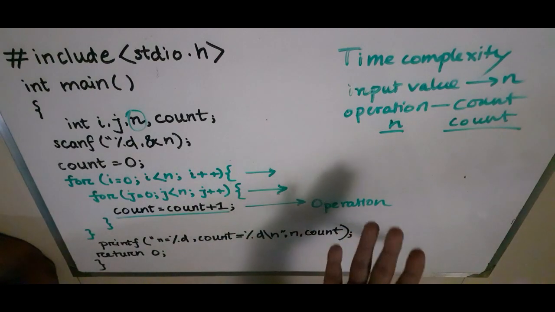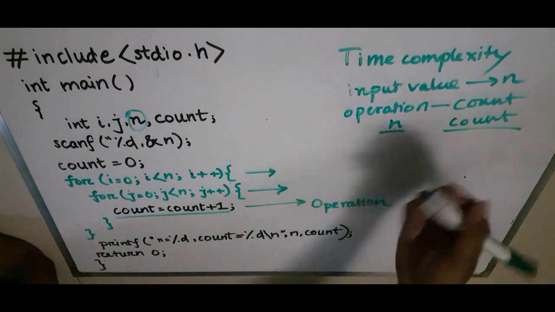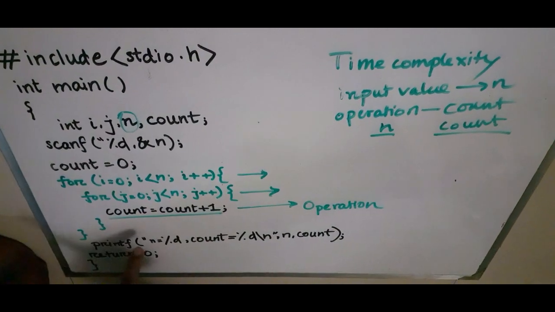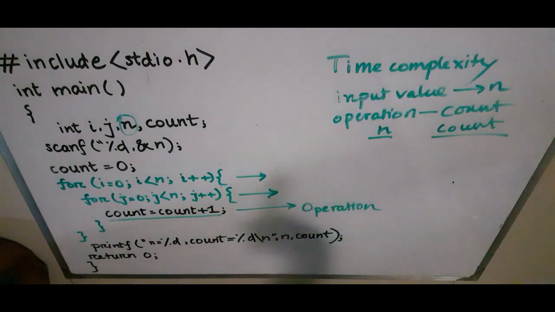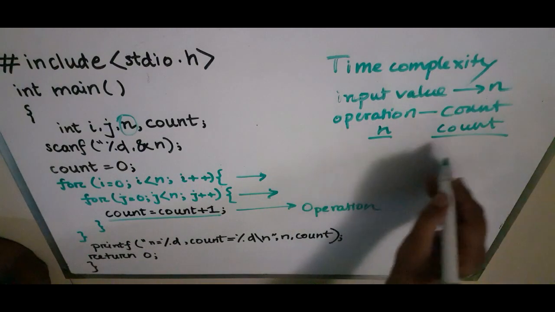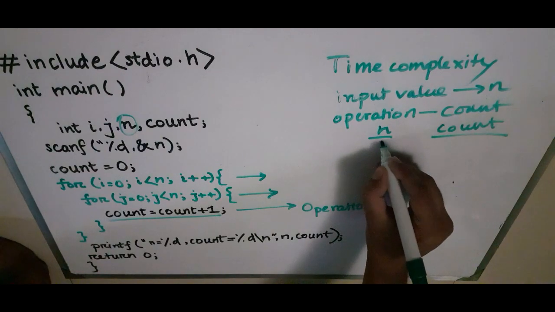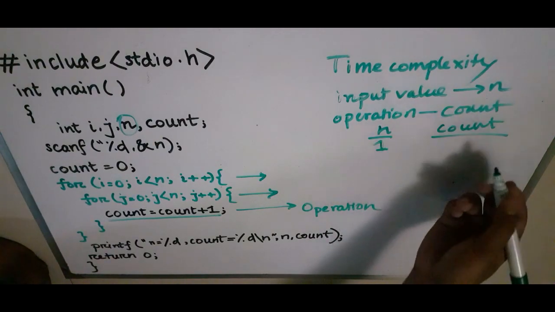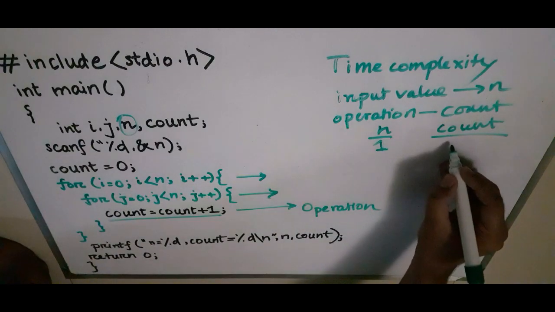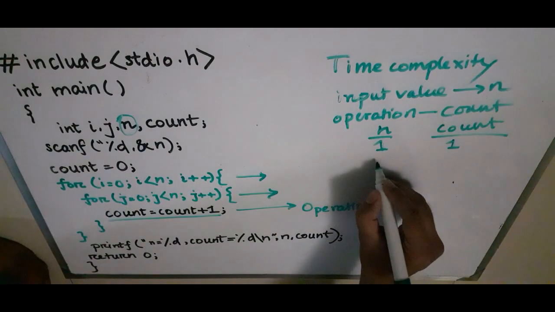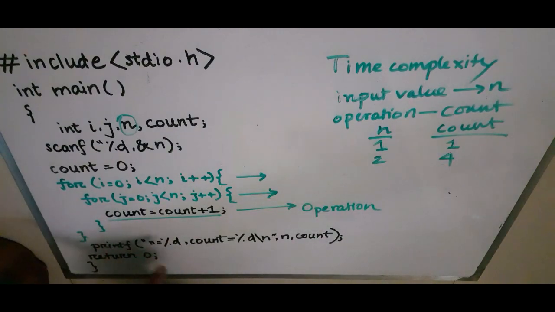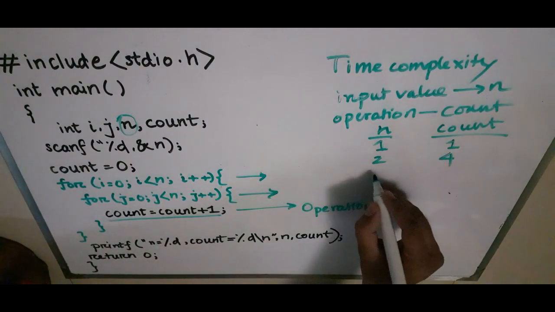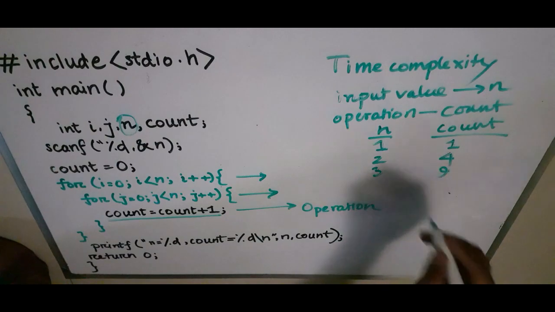I have already done this previously, so I will directly write down the final answer to this one, right? I'm not going to discuss all this. It's your duty to compile this one and find out the count values every time. I have already done it, so I'm writing down the answers over here. So if n is 1, the value of count will be 1. When n is equal to 2, the count will be providing us with a value of 4. When n is 3, it's 9.